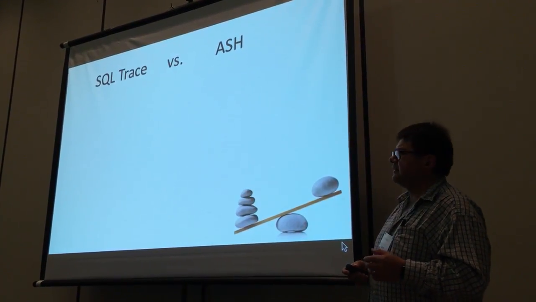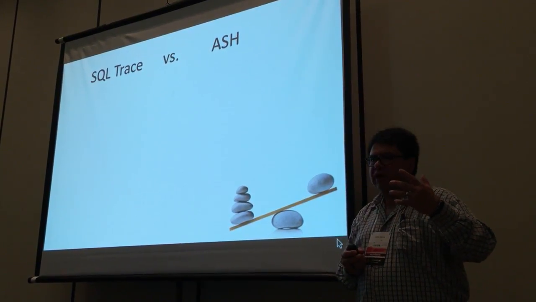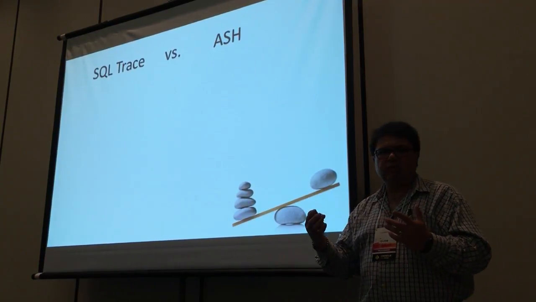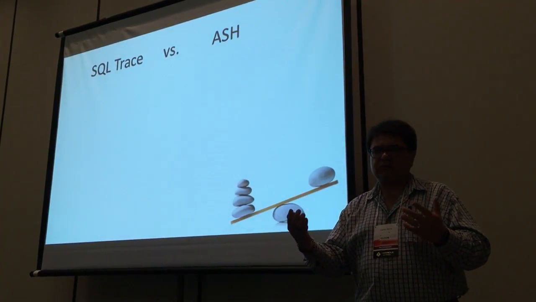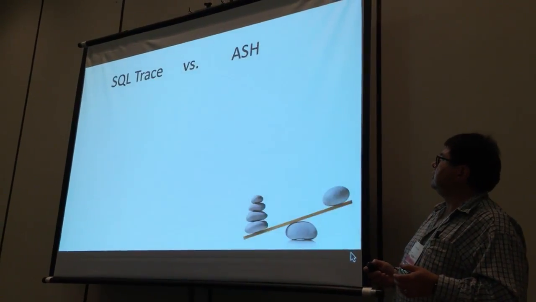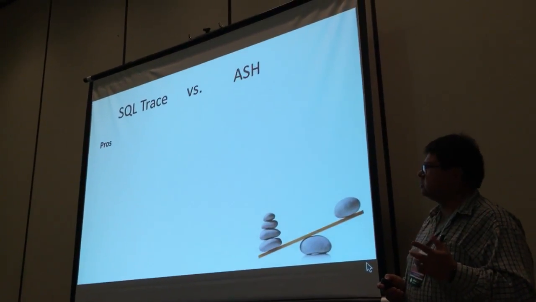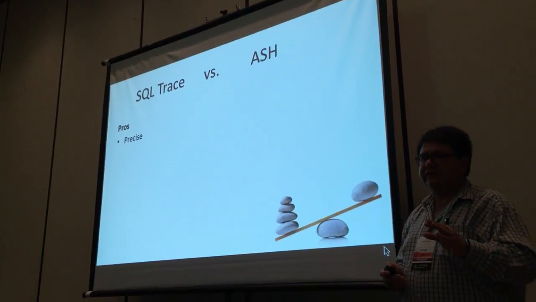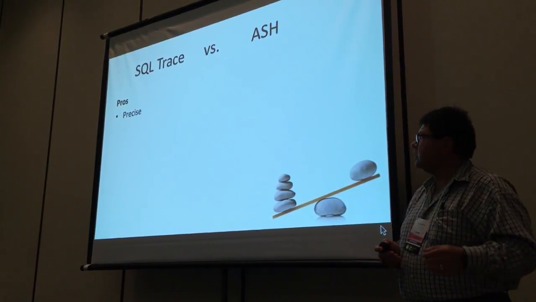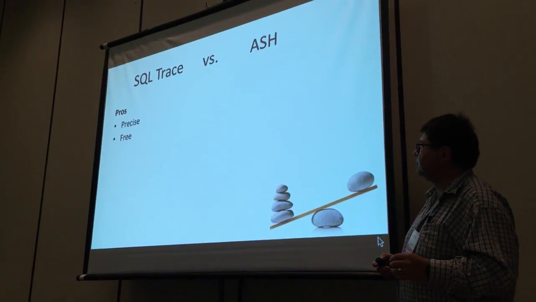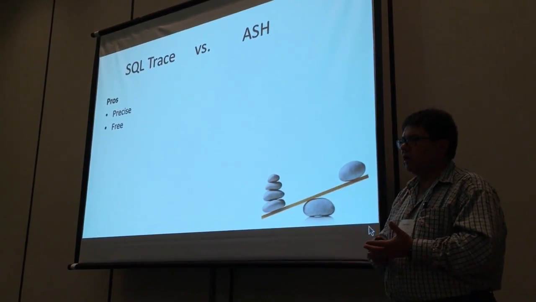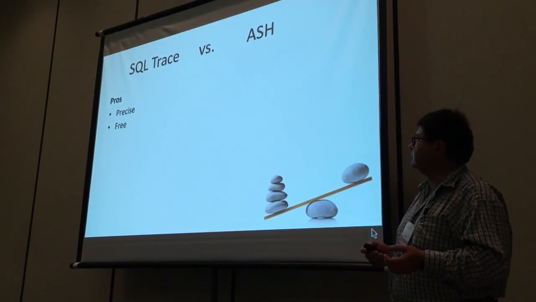Now, if you notice, there is a little bit of overlap. We can do SQL tuning analysis with SQL Trace. We can do SQL tuning analysis with ASH. So let's talk for a moment about pros and cons. Pros of SQL Trace: it's precise. It's extremely precise. If you want to have the exact numbers, you use SQL Trace. It's free. SQL Trace has been around for a long, long time. You don't require a license to use Trace.